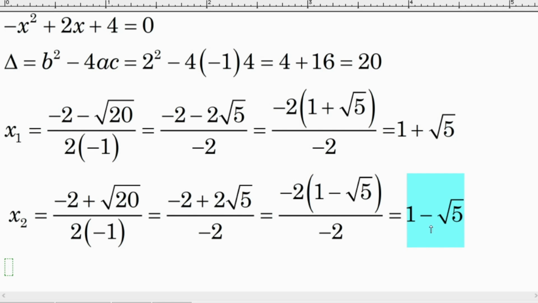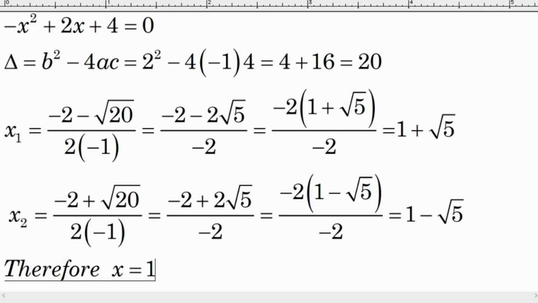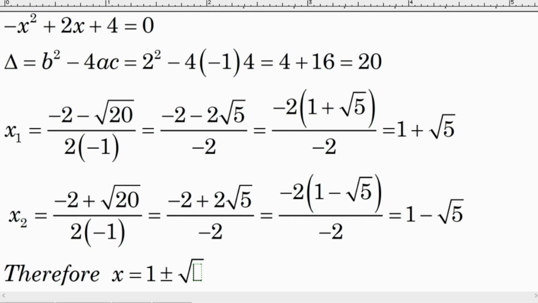Okay, all right, so then we can put: therefore x is equal to 1 plus or minus the square root of 5.